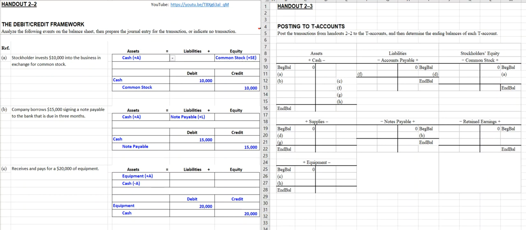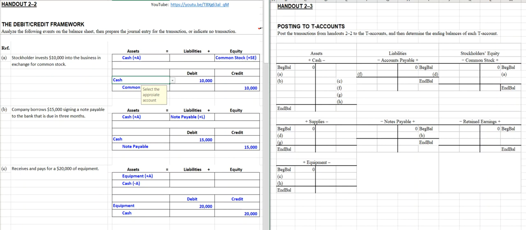In handout 2-2, we recorded our transactions as journal entries. The second step in our accounting cycle is to post those journal entries to our general ledger, or what we'll refer to, as an abbreviation, as T accounts. So let's begin that process now.